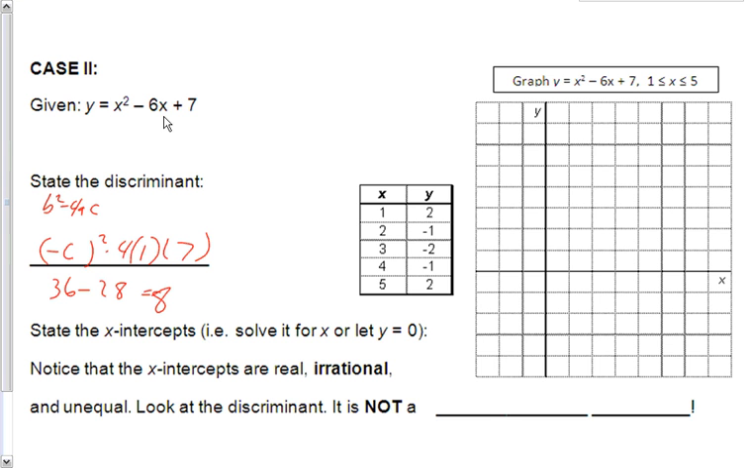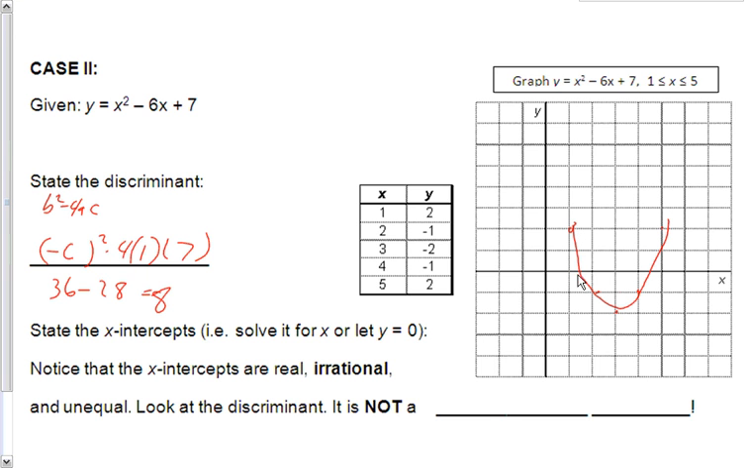Remember, a, b, c. Now, graph this one. I gave you the points: 1, 2, 2, negative 1, 3, negative 2, 4, negative 1, 5, 2. So that U does something like this.